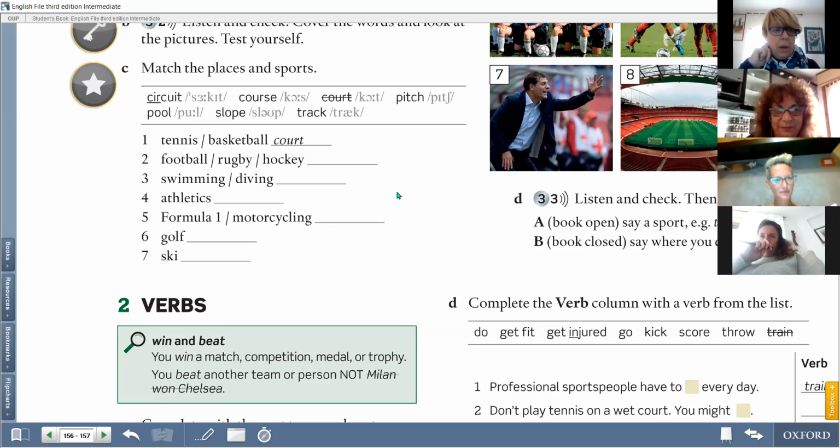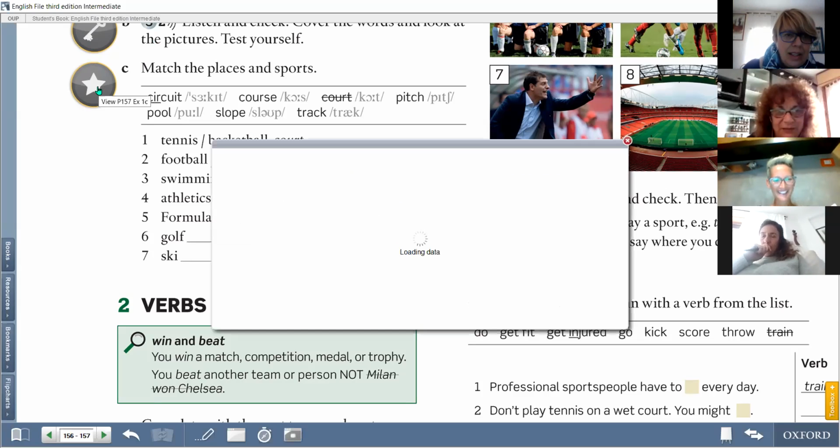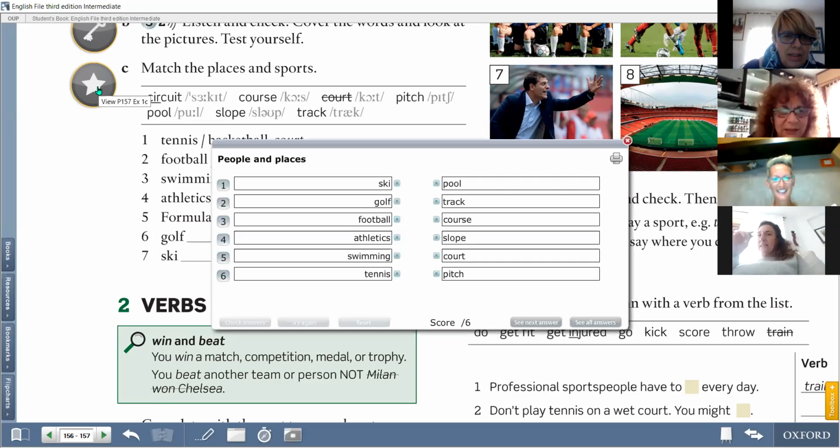And Formula One or motorcycling are circuit. Circuit, yes. Golf, course. Golf course, and ski is slope. Slope. Okay. Track, quale era? La pista da sci, fondamentalmente. Track, athletics, that's it.